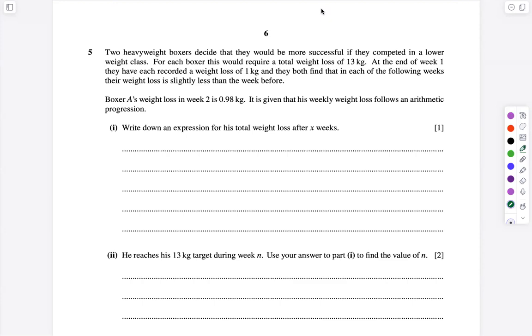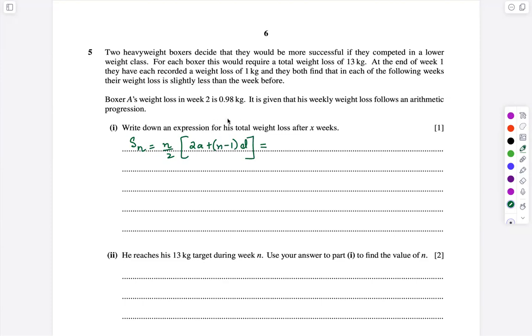Boxer A's weight loss in week 2 is 0.98, and it is given that his weekly weight loss follows an arithmetic progression. In part 1, we have to write down an expression for his total weight loss after x weeks. Now, as it is an arithmetic progression, the sum to n terms is given by n upon 2 into 2a plus (n minus 1) into d.